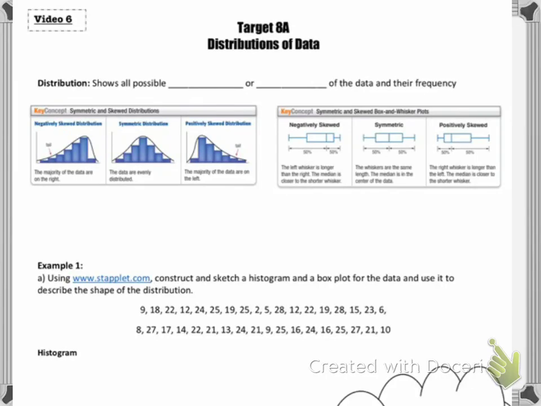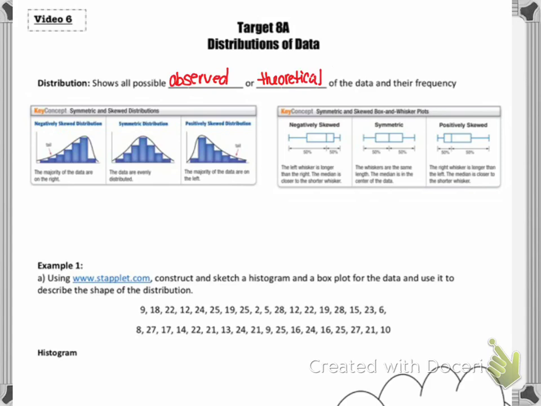In this video, we're going to talk about the distribution of data and what it means. A distribution shows all the possible observed or theoretical outcomes of data, and their frequency. If you remember, we've represented data through histograms and through box plots.